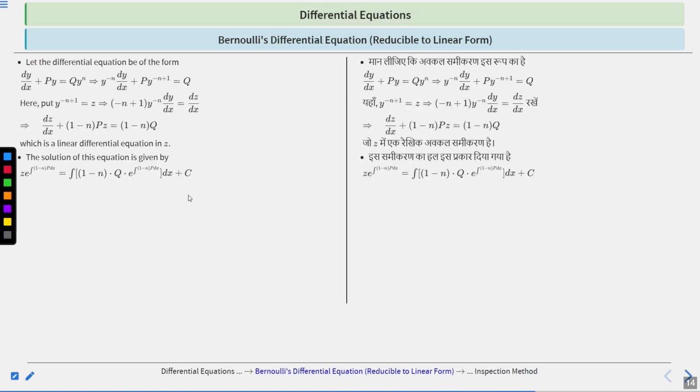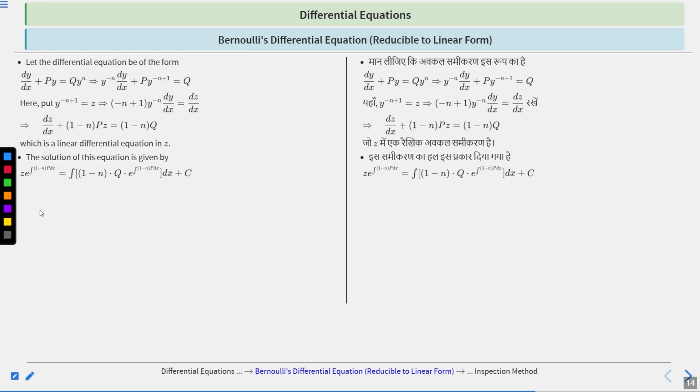Next is Bernoulli's differential equation, that is reducible to linear form. That is, some equations are not basically in linear form, but we can convert these equations into linear form by using Bernoulli's differential equation, right? So let's see. Let the differential equation be of the form dy by dx plus py is equal to q y to the power n.